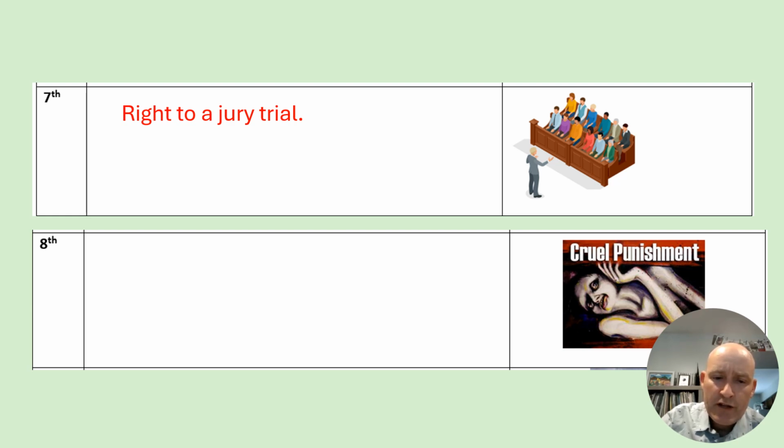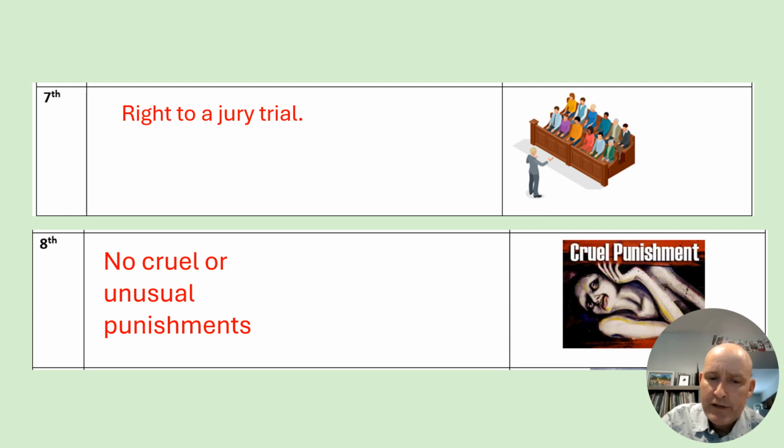So another thing is the Eighth Amendment is no cruel or unusual punishments. So, for example, locking you in a closed space like this would be a cruel punishment that the government can't do. Also, things such as brutalities or beatings or torture, all those things are not allowed by the Eighth Amendment.